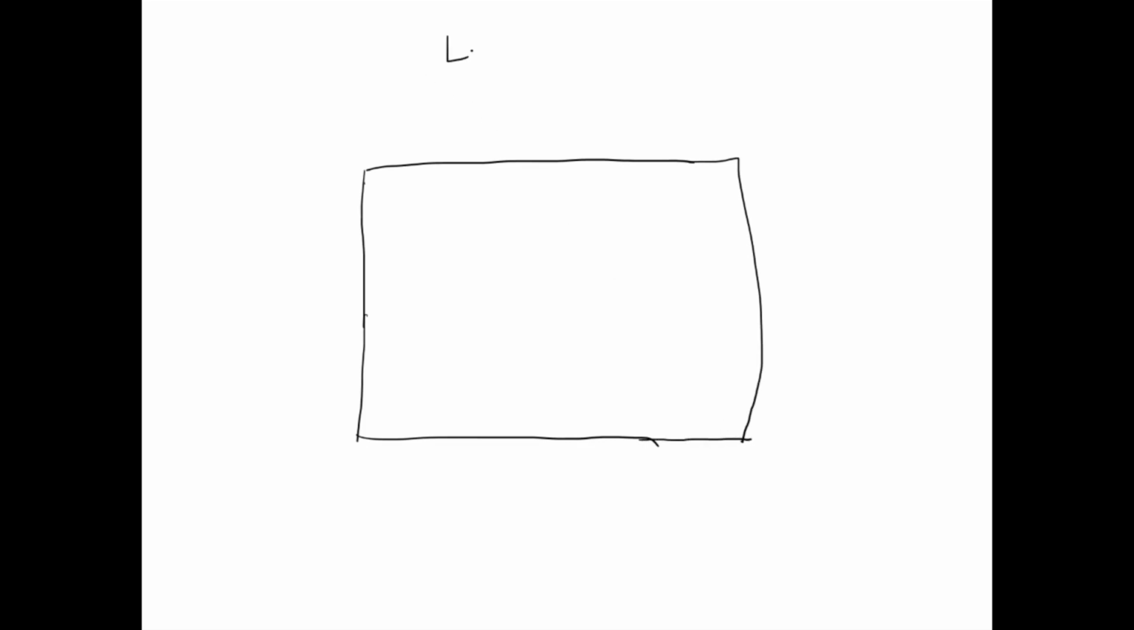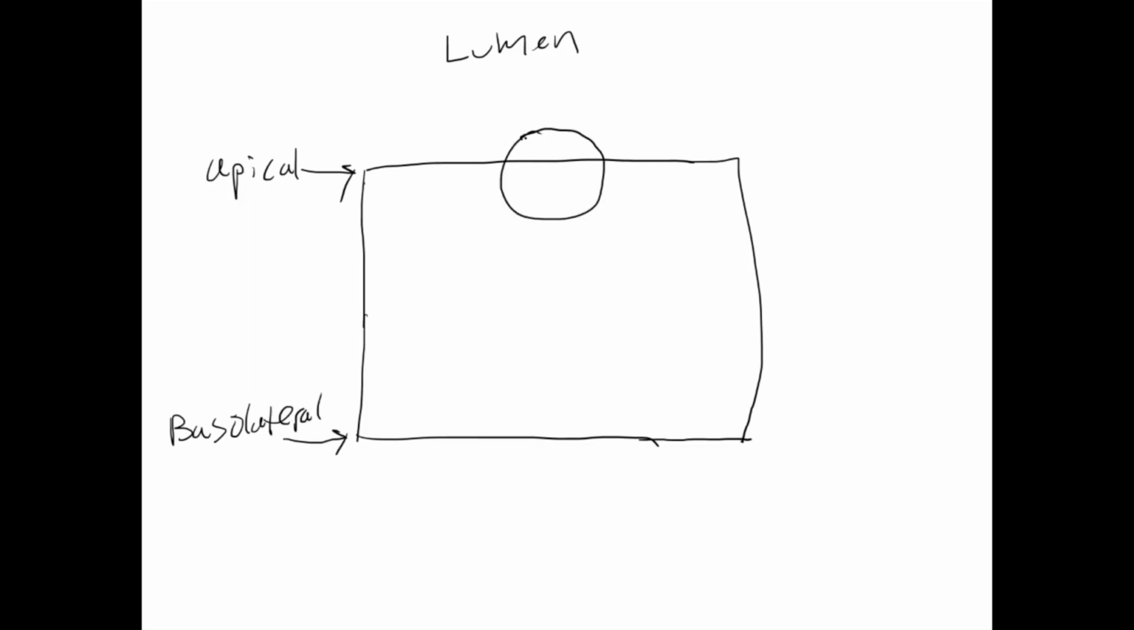So this would be the lumen here. This would be the apical membrane, basolateral. And then here you have a cotransporter known as the sodium chloride potassium cotransporter. And so it's in the name, it's going to move sodium, potassium, and chloride into the cytoplasm of the cell.